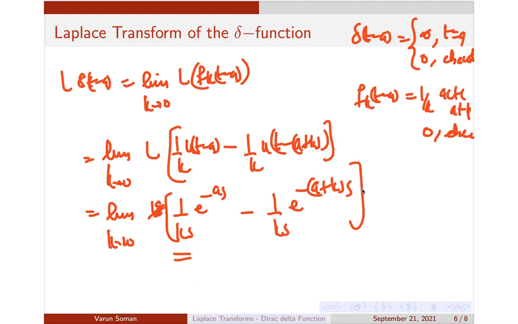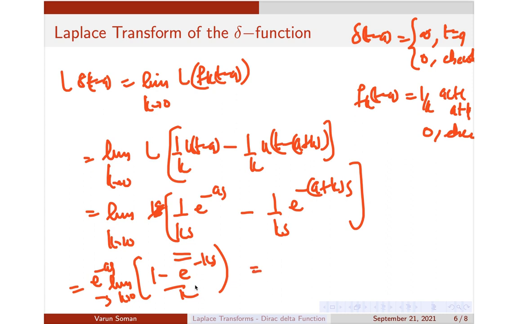Here the limiting variable is k, so keep k as such and take everything else outside. You can write this as e raised to minus as by s into the limit as k tends to 0 of (1 minus e raised to minus ks) by k. So I have to find the value of this quantity. It's very simple. The derivation is not required for you, but if you want, you can try that also.